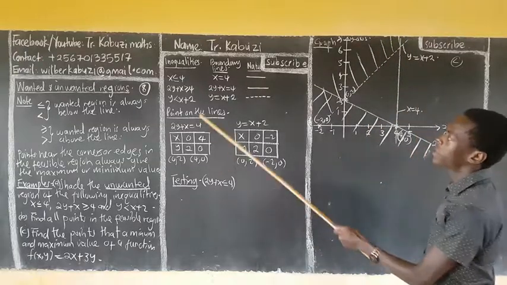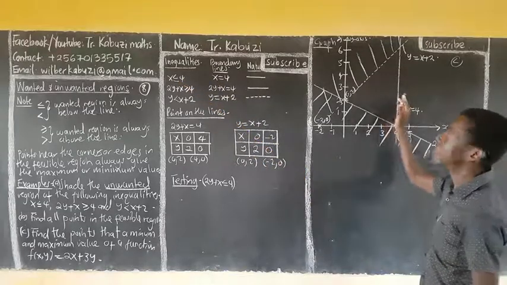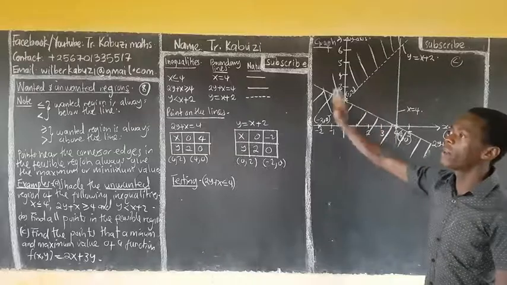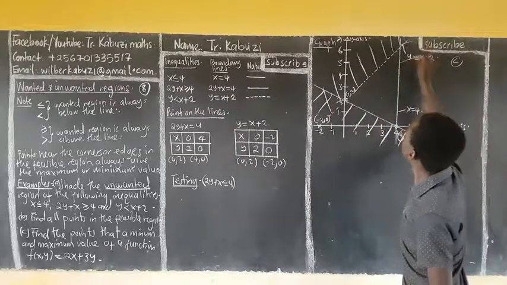Now for this line, you see that they want x less than or equal to 4. It means these are values which are less than or equal to 4. These are the wanted values, so the unwanted values are the others. These ones are very easy to plot.